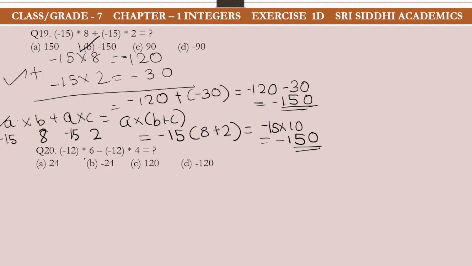Now for question number 20, the question says minus 12 into 16, minus of minus 12 into 14. So similarly, let's do it here. Minus 12 into 16, minus of minus 12 into 14.